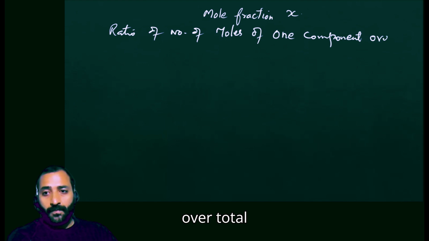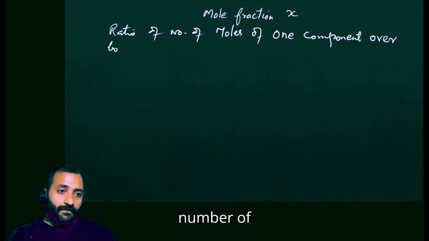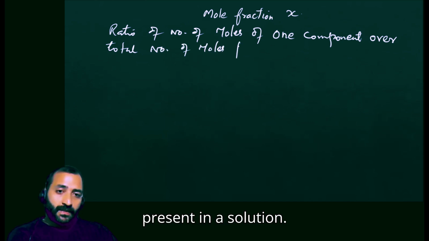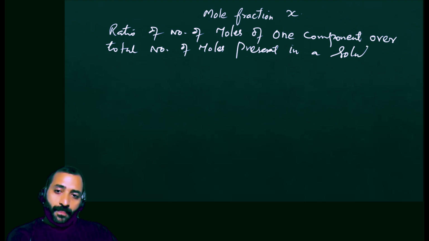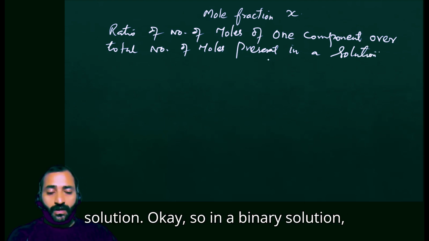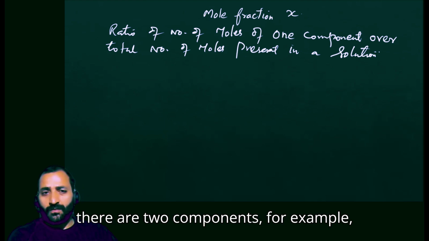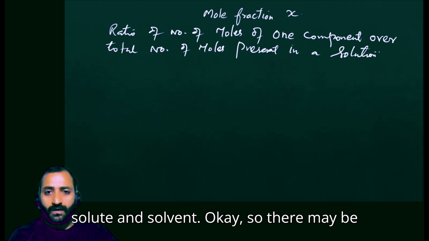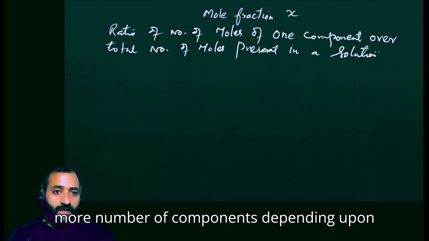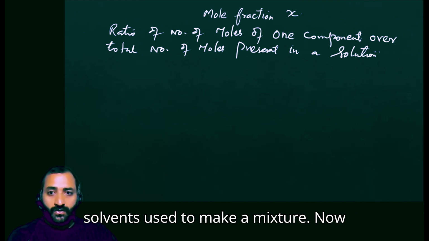over the total number of moles present in a solution. Now I'm talking about components of a solution. In a binary solution, there are two components, for example, solute and solvent. There may be more components depending upon the number of solutes and solvents used to make a mixture.